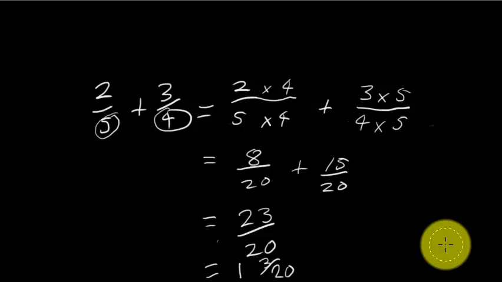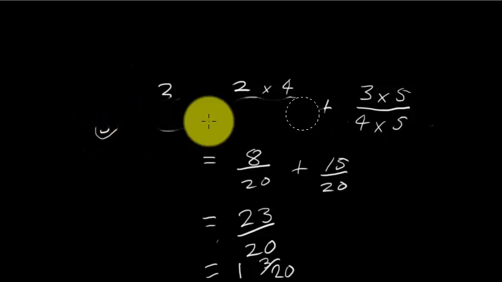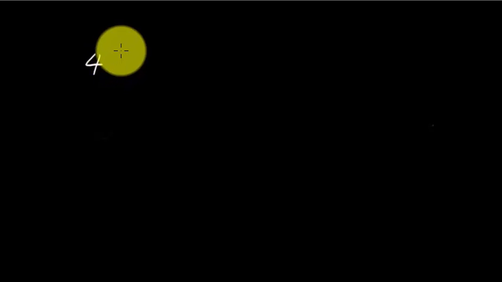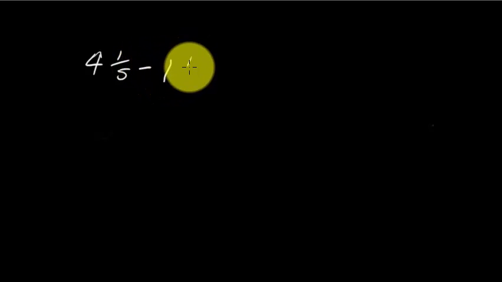So let's look now at taking away fractions. And this time, we're going to use a mixed number, which you'll remember is a combination of an integer and a fraction together in the same number. Okay, so I'm just taking this example from your book on page 72. So we start with 4 1/5 minus 1 1/4.